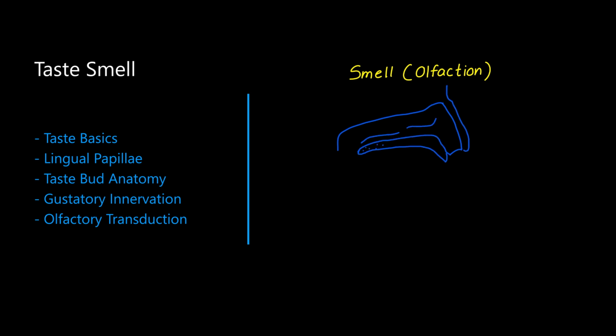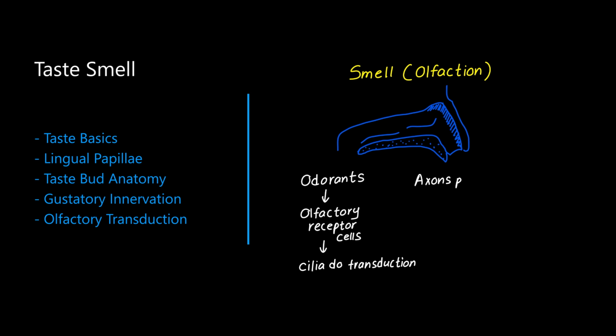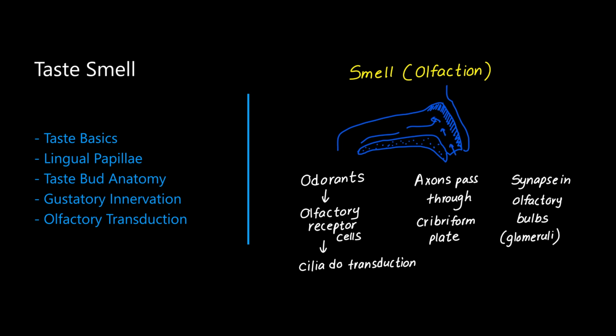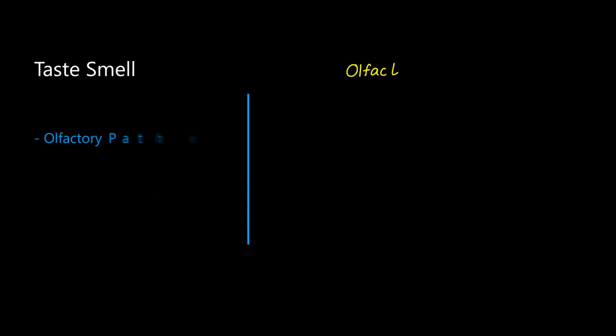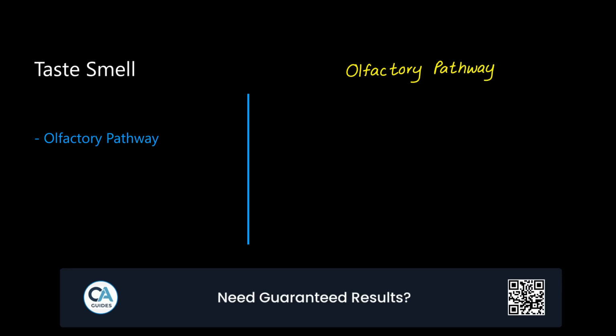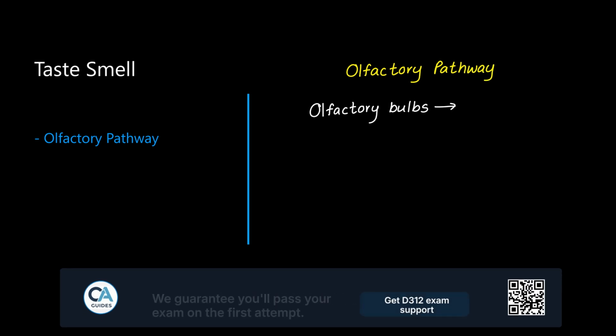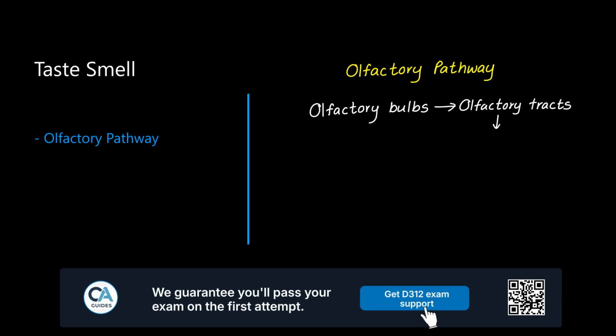Odorant molecules hit olfactory receptor cells whose cilia perform transduction, converting chemical signals into electrical impulses. These receptor cell axons pass through the cribriform plate, a bony sieve between the nasal cavity and the brain, and synapse in the olfactory bulbs at structures called glomeruli. From the olfactory bulbs, information travels through the olfactory tracts to the temporal lobes. This is CN1, the olfactory nerve.